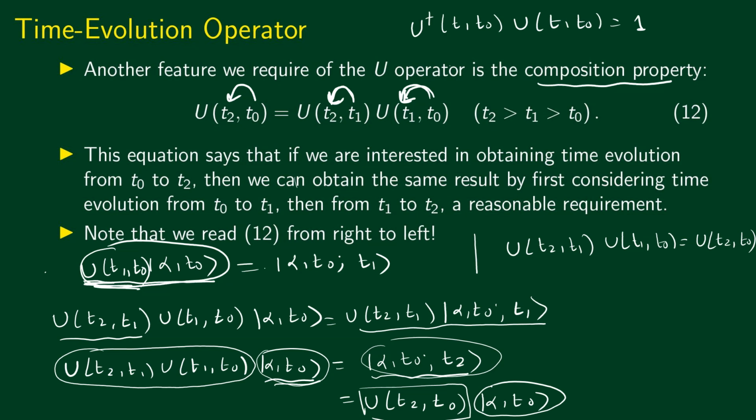The only thing you have to keep in mind is how to read the time when you see an expression. You always read it from the right. This operator takes it from t0 to t1 and then from t1 to t2. The result is that you get the time evolution from t0 to t2.